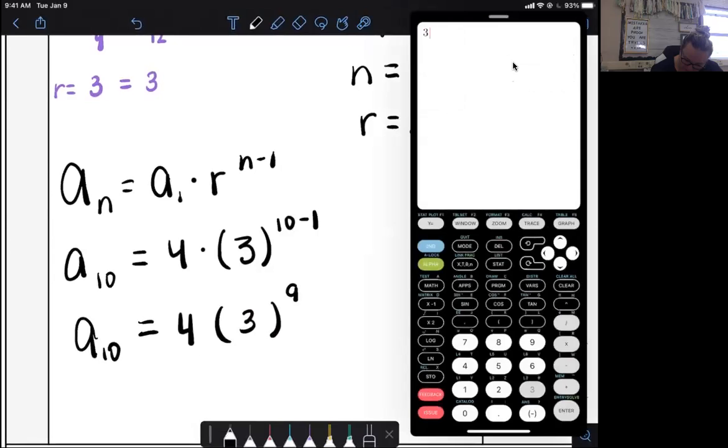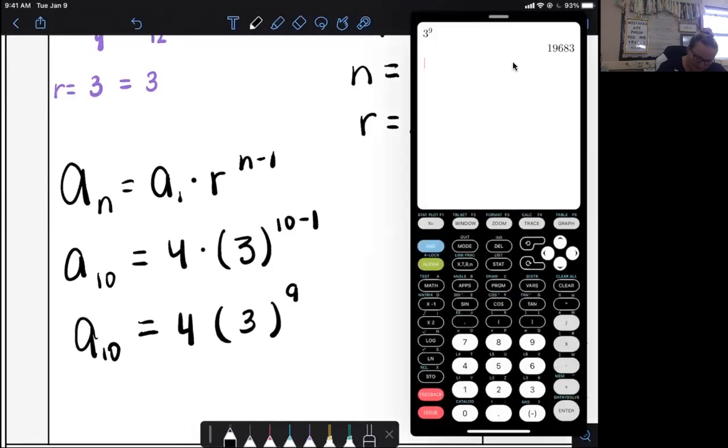Where's my exponent button? Just kidding. Why don't I know where my exponent button is on this? Oh, wait. I see it. There we go. I want 3 to the, there it is, 9th power. I had to use that caret button.